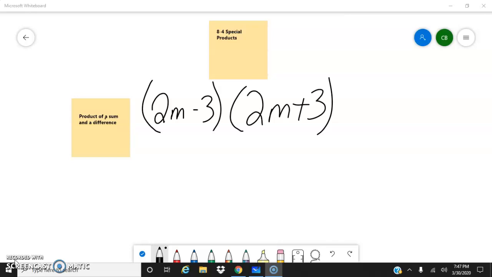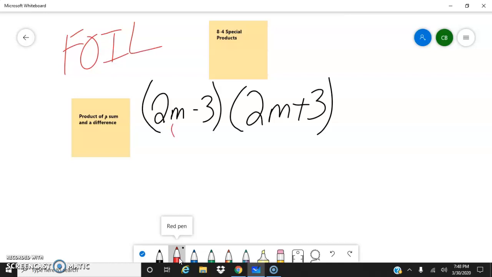Alrighty, and the last special product that we're going to get into is a product of a sum and a difference. Notice how we have two different operations going on. We have subtraction here, and then we have addition over here. So a product of a sum and a difference right here. We're still going to use the same FOILing method to get to our answer, but something is going to happen to our middle terms, and I'll show you what it's going to look like right now. With our FOIL method, remember F-O-I-L.